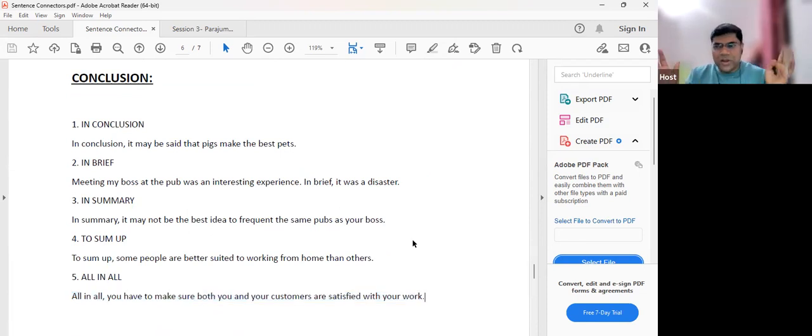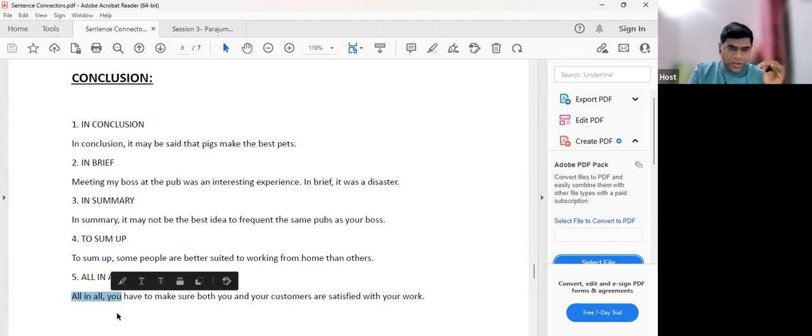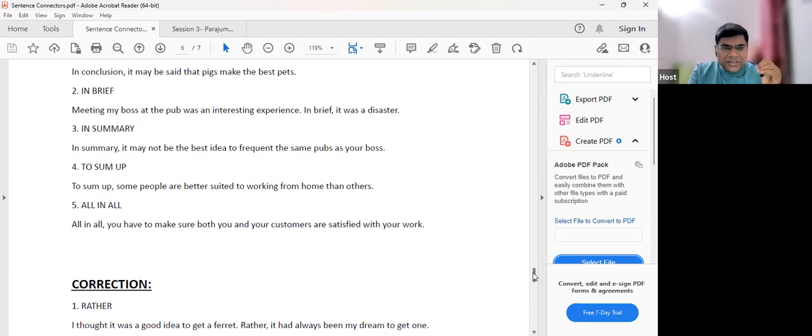All in all, it was a very, very good experience. So you go to a certain place, you have a good time there, and then you write a review. You say that this is the first time I came here. We had great meals, great dessert, this and that. All in all, wonderful experience. So all in all shows what? Some sort of conclusion. So these are the writing styles, not only in parajumbles, but also in reading comprehension.